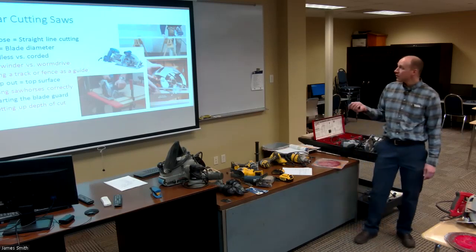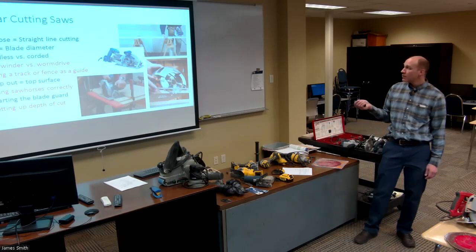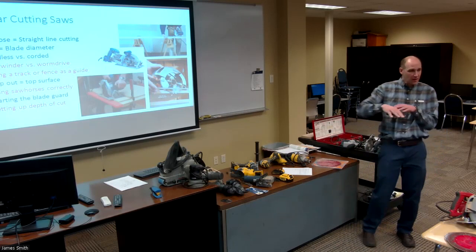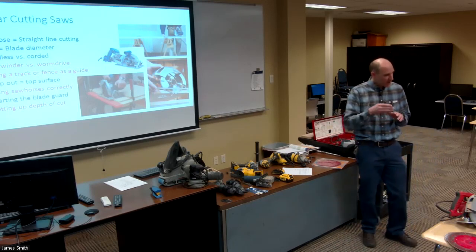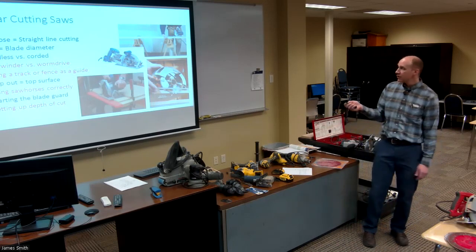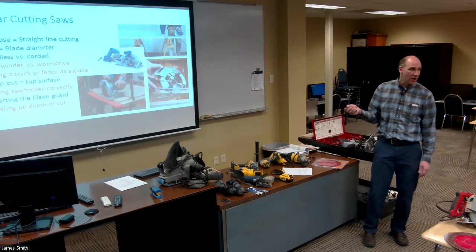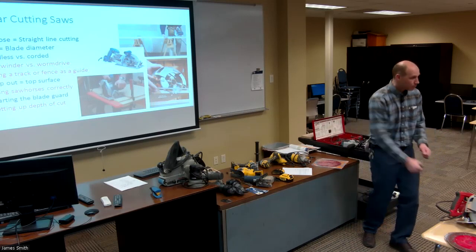Using saw horses correctly. Here you can see the correct way to use the saw horses. You're cutting off the end so that as the end of the board gets so thin that it's weak, it falls and is not going to bind the blade. As opposed to if you were to try to cut it between the saw horses, what's going to happen?